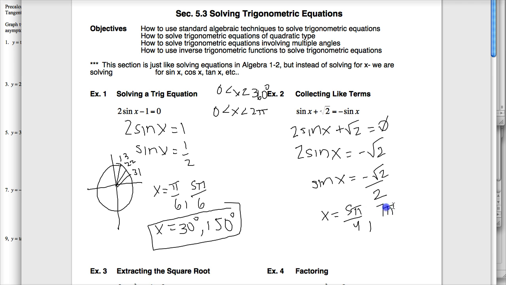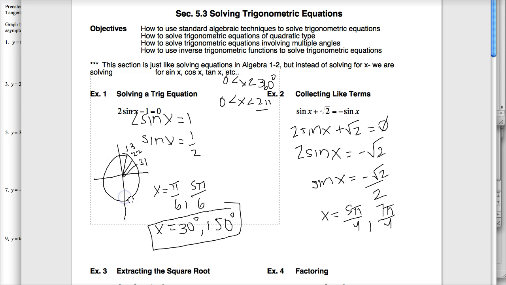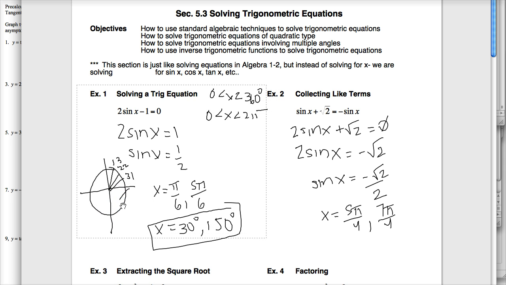And again, I know that because the radical 2 over 2's are the pi over 4, and this is 1 pi over 4, 2 pi over 4, 3 pi over 4, 4 pi over 4. This one here is 5 pi over 4, 6 pi over 4, and this one is 7 pi over 4. So that's how I got those answers.